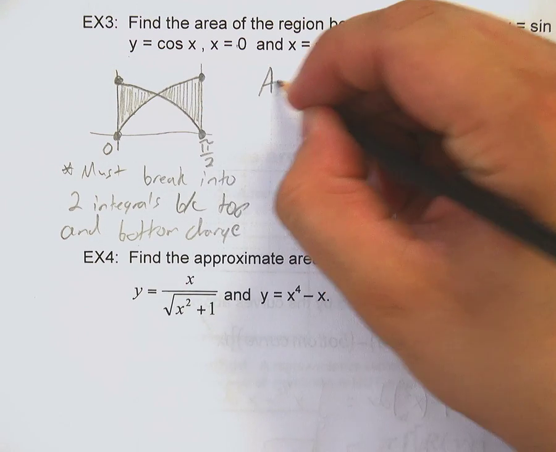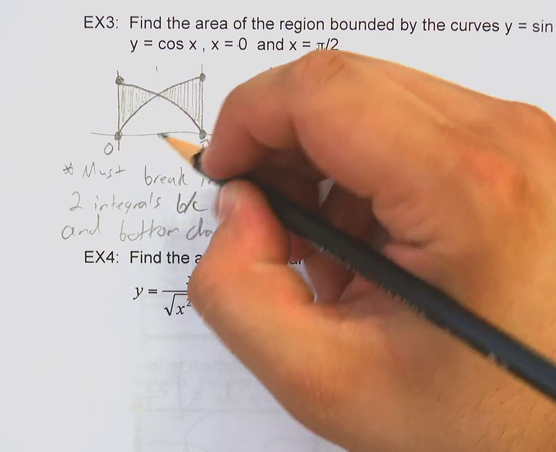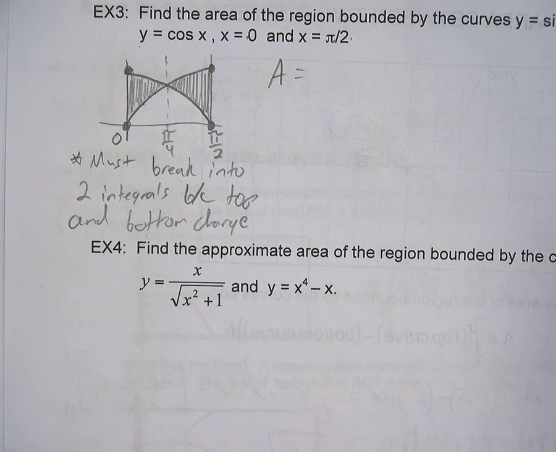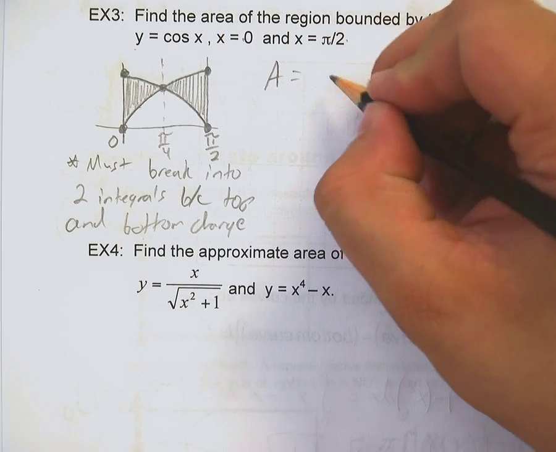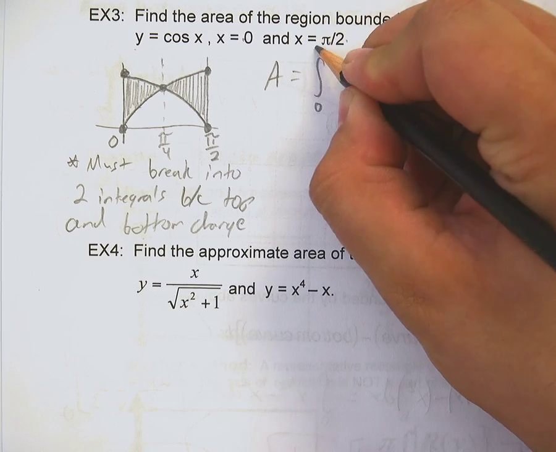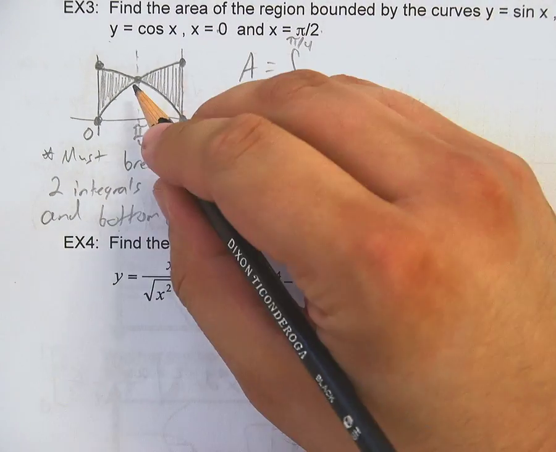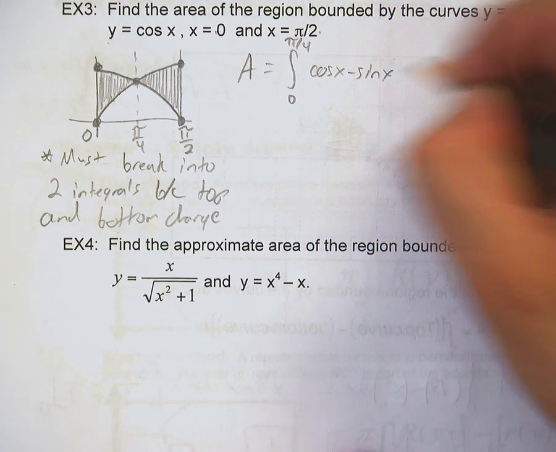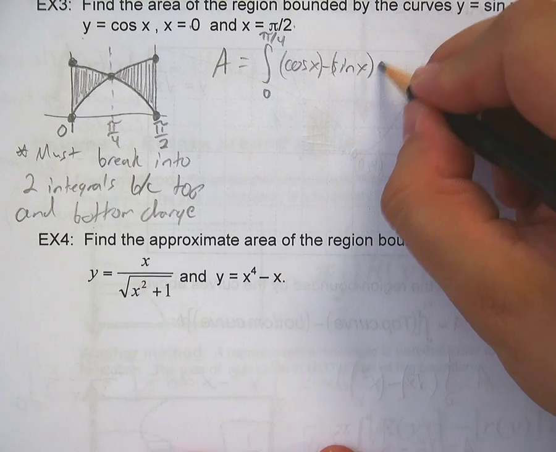So I'm going to say that my area, and where does this break happen at? It happens right here at pi over 4. That's where cosine and sine are the same, right? Remember unit circles at pi over 4? They're both square root of 2 over 2. That's this point right here. Yeah? The integral from 0 to pi over 4, and that's going to be top to bottom, so cosine x minus sine x. Always in parentheses just in case.